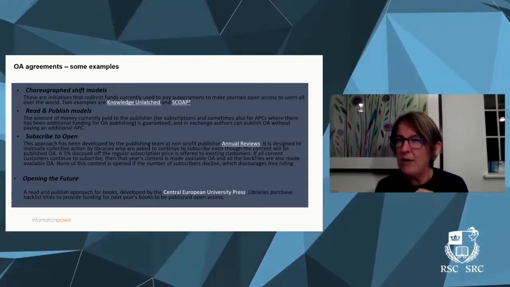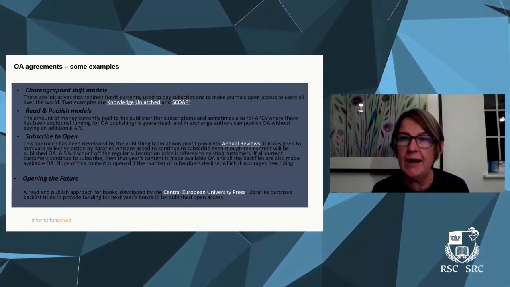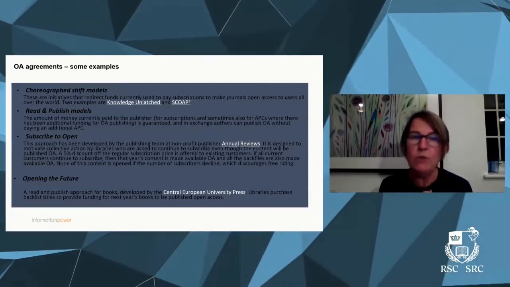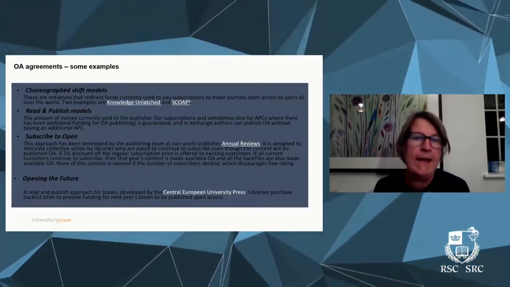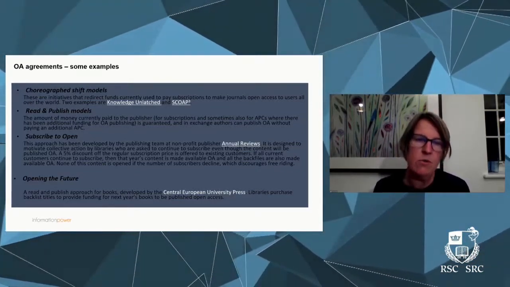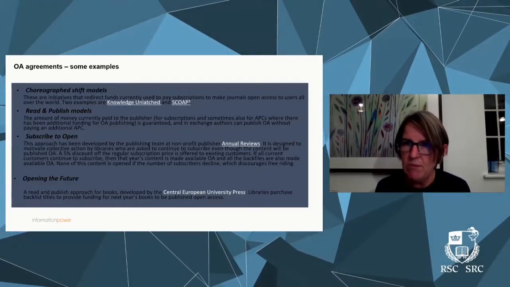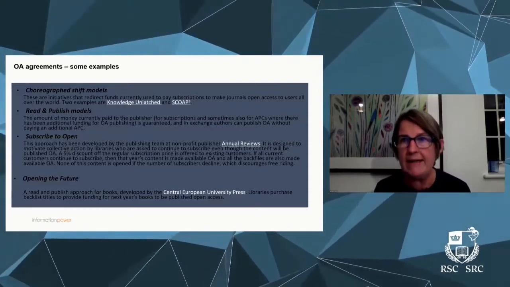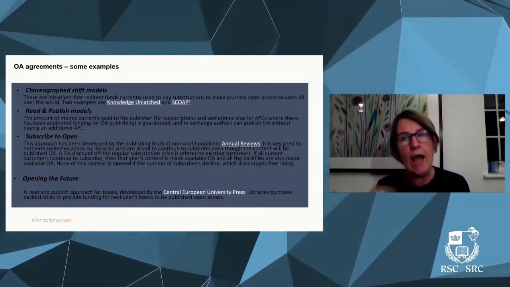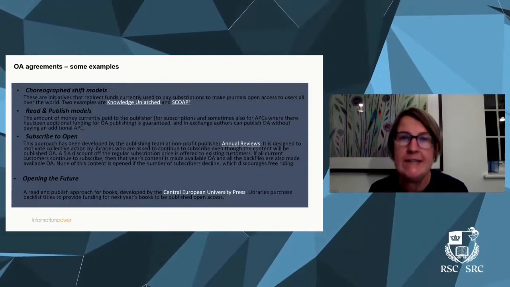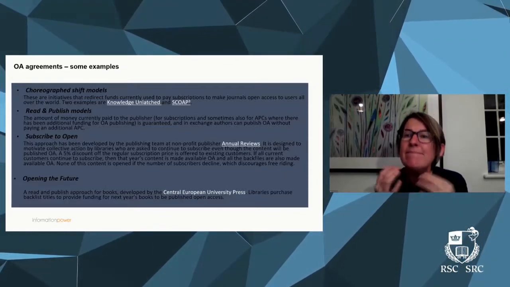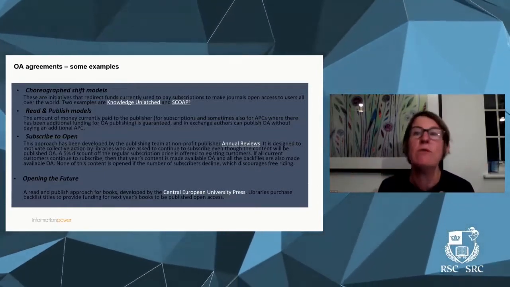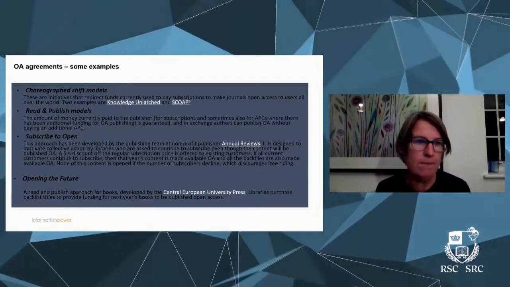Read and publish models are where a library will say, we'll pay you what we have been paying, but we'd like to both subscribe to your content, and we'd also like our authors to publish with you without paying APCs. Subscribe to Open is another one of these very successful transition models. This is where a publisher says to all of their existing subscriber base, come with us on this journey, help us flip this title to open access by telling us that you'll continue to subscribe and to continue providing the revenues that you already are.